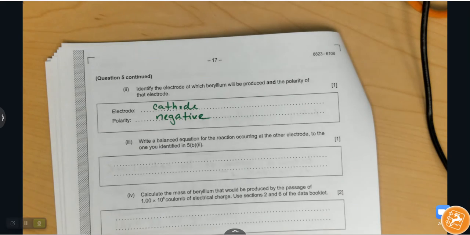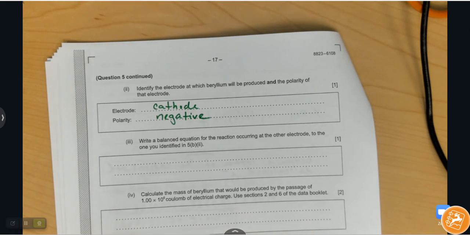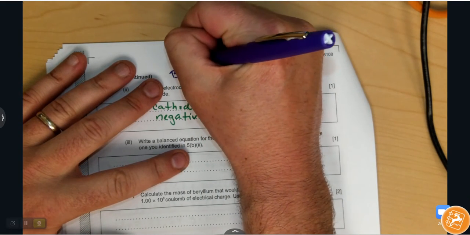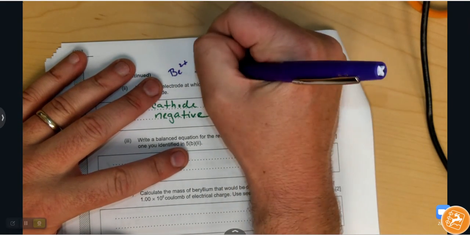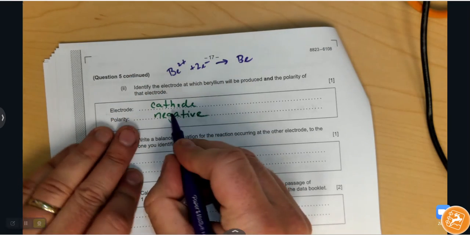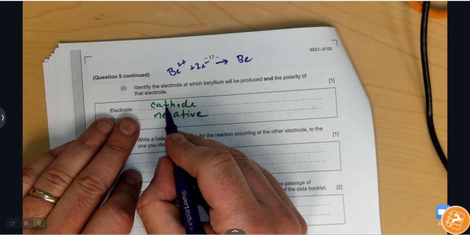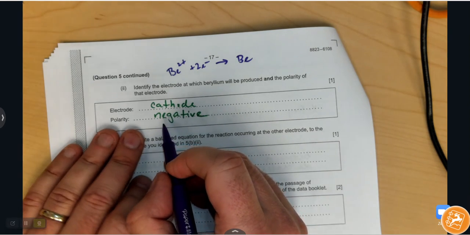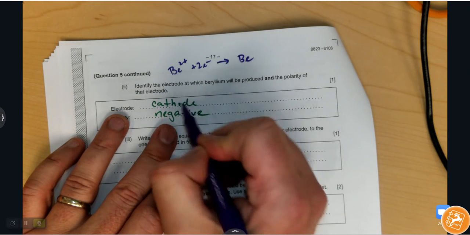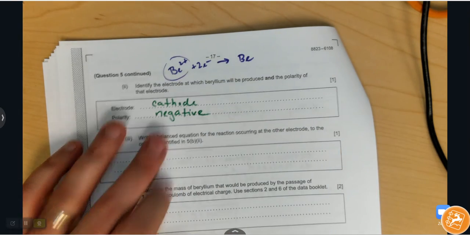Number 5II says identify the electrode at which beryllium will produce and the polarity of that electrode. So remember, beryllium ions are positively charged. To form the beryllium metal, they have to gain electrons, which is reduction, which is why it's the cathode. And remember, the electrolytic cell is the bizarro world where the cathode is negative, because it has to be negative to attract those positive ions.